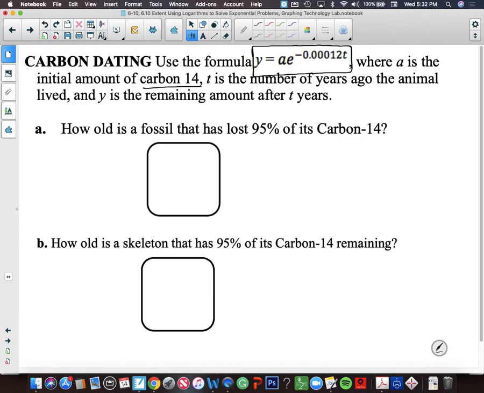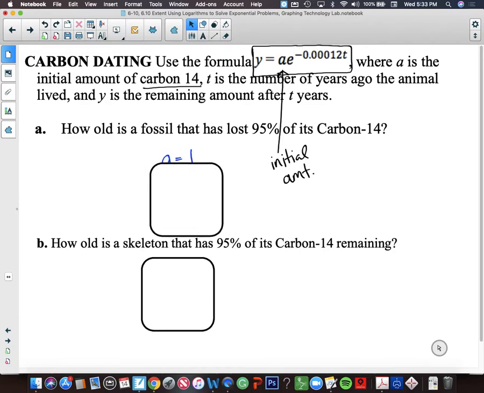So you got to remember, A is the initial amount. And these are one of those problems that it doesn't tell you what the initial amount is. It just says, how old is it if it lost 95% of its carbon-14? Well, remember that medication problem we had in the homework? If you're not told how much you start with, then you assume that you start with 100%, right? So that would be my A. My A is 1, or 100%, okay? The Y is what we're left with. So we started with 100%, we're left with 5%, because it says we lost 95%.